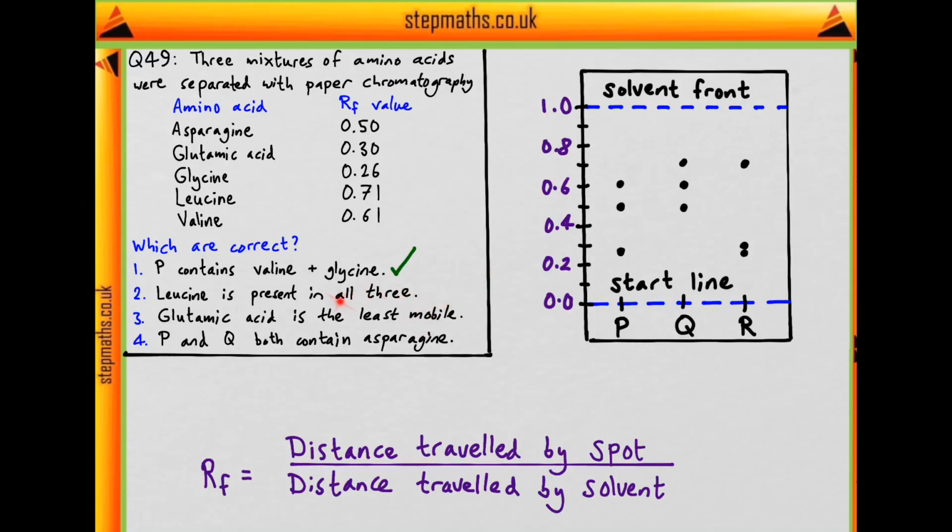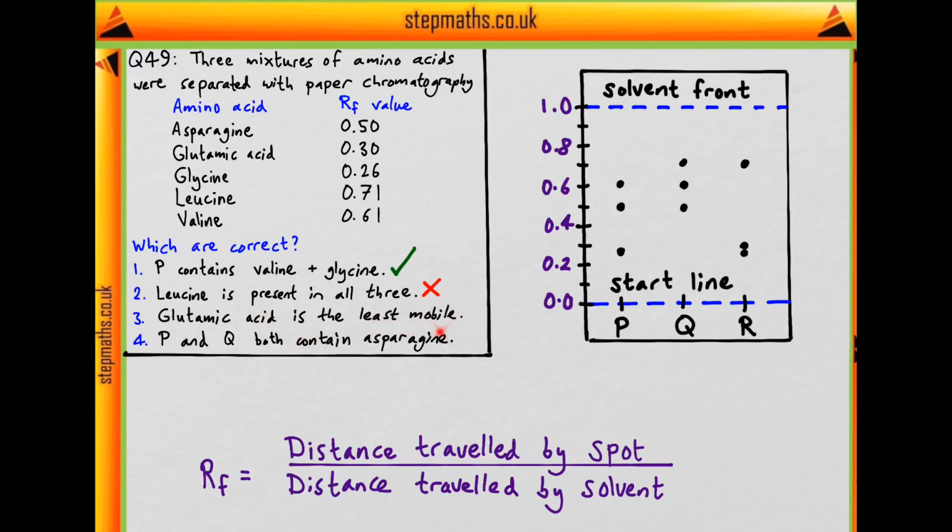Secondly, number 2 says leucine is present in all 3 mixtures. So we're looking out for this 0.71 RF value. Now, 0.71 will be about here. We can't see it in P, but we can in Q and R, but it's not in all 3, so number 2 is wrong.